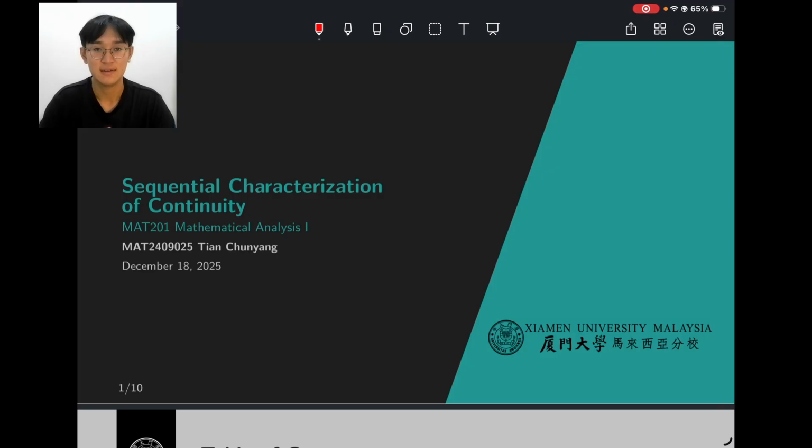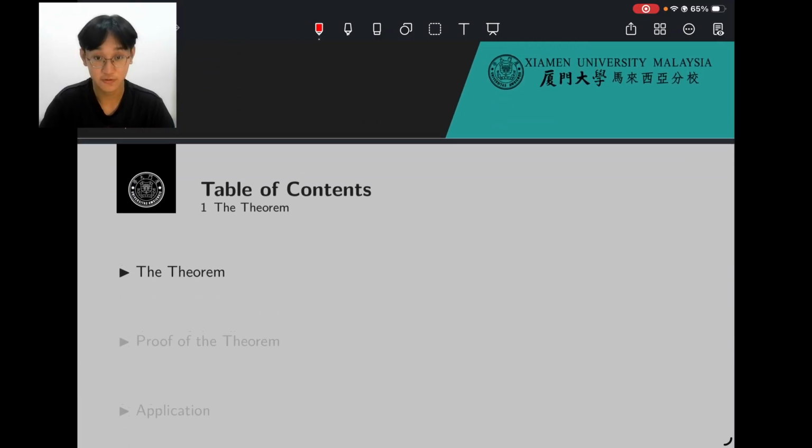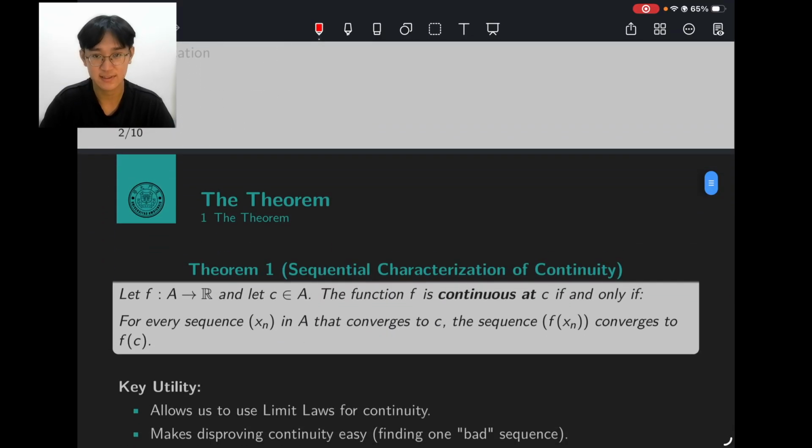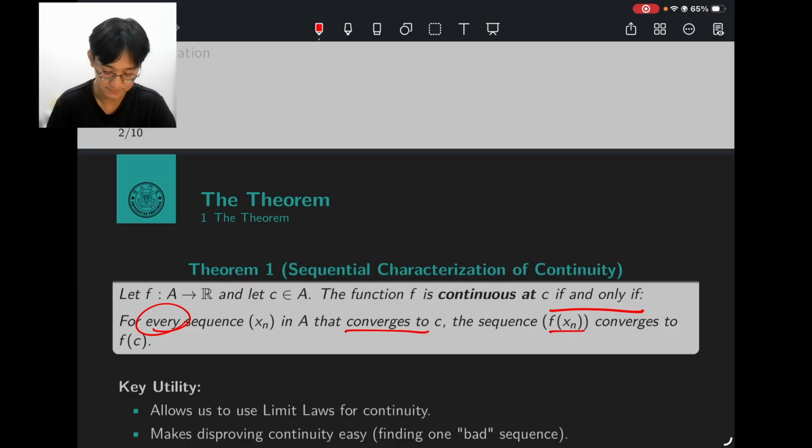MAT240925. Today we'll talk about the sequential characterization of continuity. So first let's talk about the theorem itself. The sequential characterization, so we need to use sequences. The function f is continuous at c if and only if for every sequence xn that converges to c, the sequence f(xn) converges to f(c).